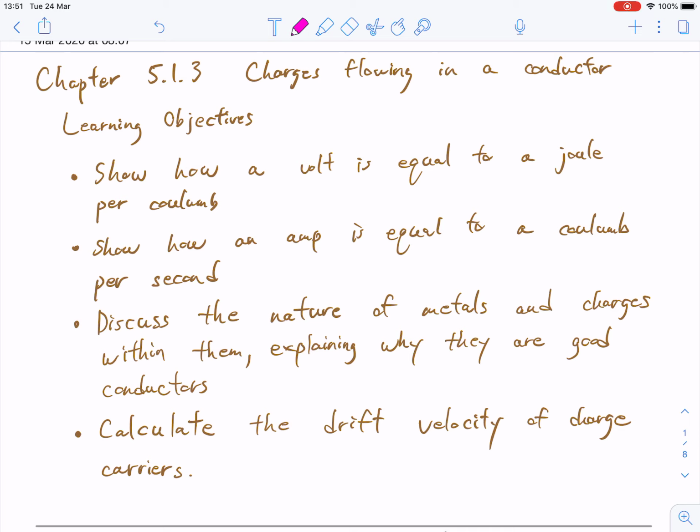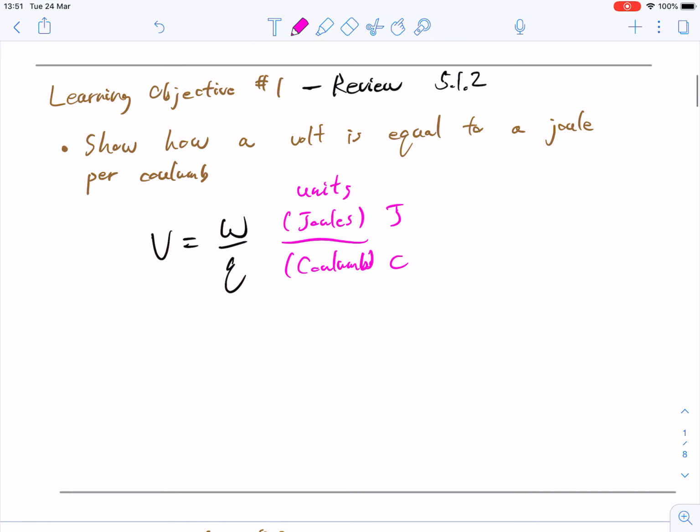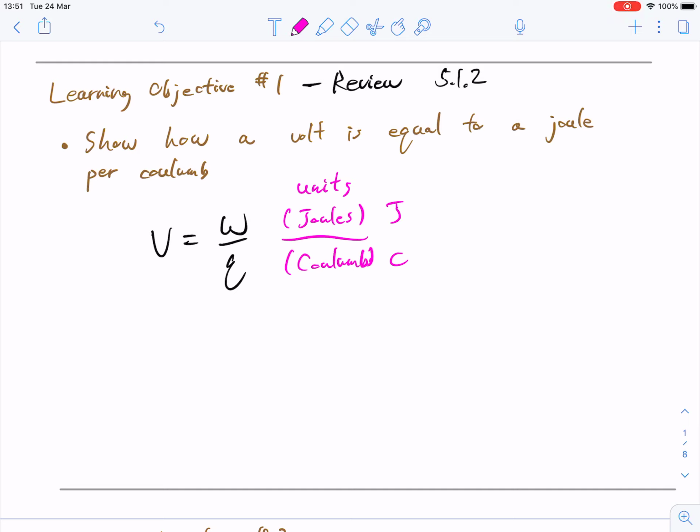So we've got 4 learning objectives today, and actually one of them was a learning objective that I had missed last time. So let's jump right into this. This first learning objective is actually a review from chapter 5.1.2.